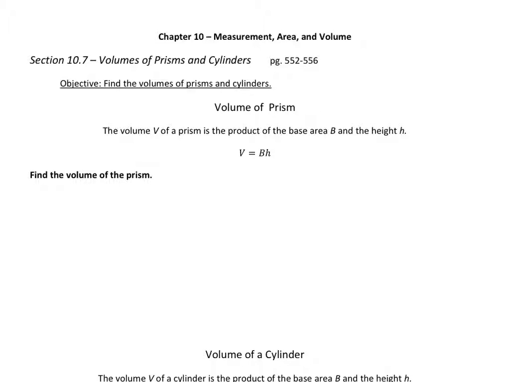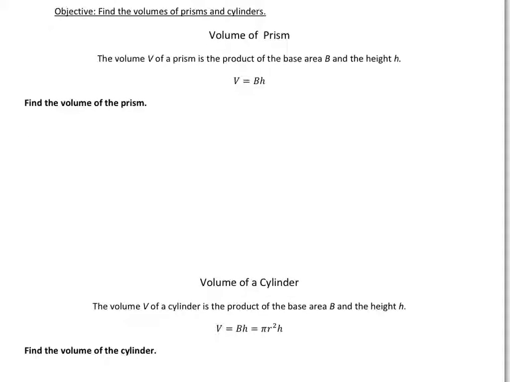Okay, so like I said, first off, to find the volume of a prism, we're going to find the area of the base, and then we're going to multiply it by the height of the prism. So I have two of these for you.